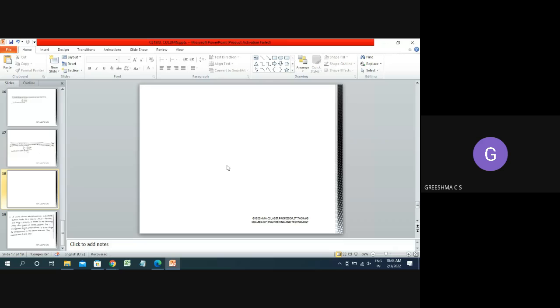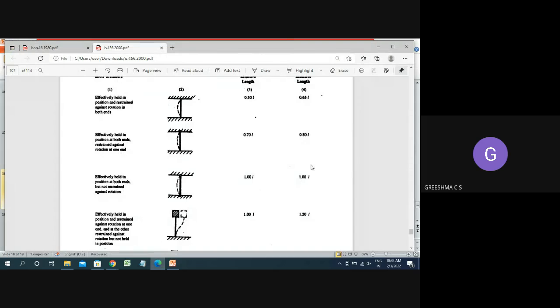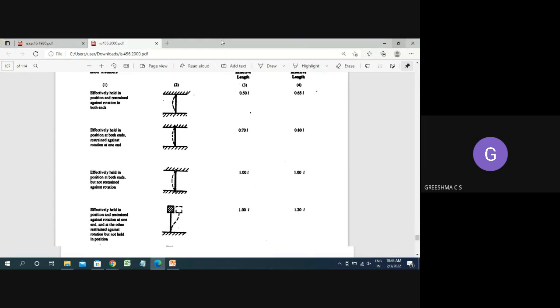Okay, so what is Puz? Puz is the ultimate load carrying capacity of the column. So how will you find it out? There is one equation that you can refer to in the code now. So take SP16, chart 63.